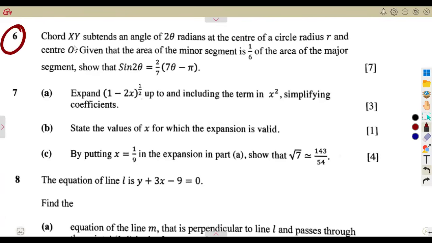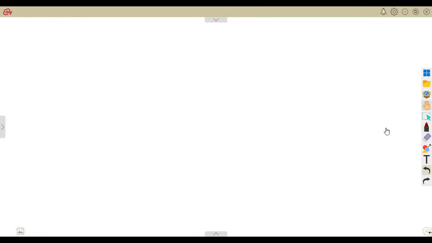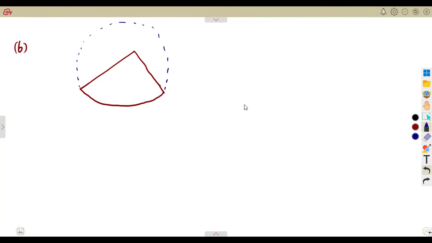All right, question number 6. A chord XY, that's a chord, subtends an angle of 2 theta radians at the center of the circle, radius R. Let's just start with this part before we get into that statement that we are given. There is a chord, and as we do understand, this is simply taken from a sector. So you just have something like this. This is a chord creating a sector. We're supposed to have a complete circle there, but we are focusing on the chord.